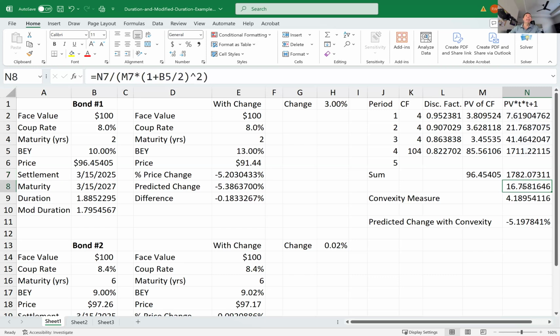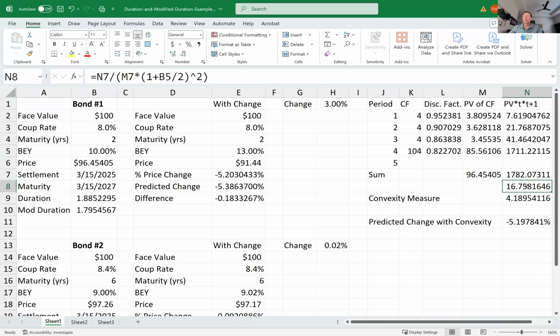And then we take that and divide it by 1 plus r, squared, where r is going to be the semi-annual yield, right? So B5 is 10% semi-annually. It's 10% divided by 2, and we're squaring that. So that's going to give us this number right here.